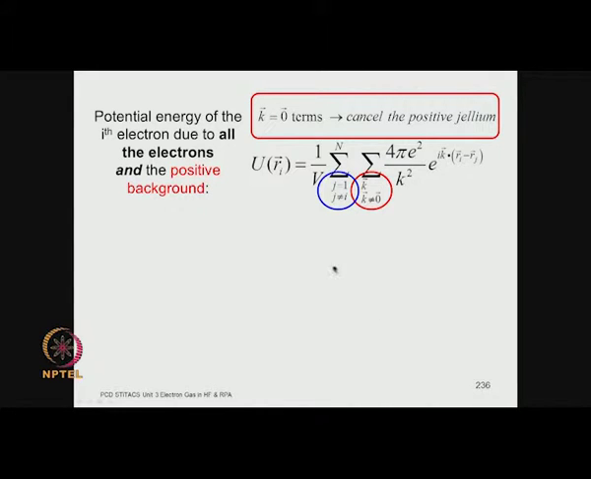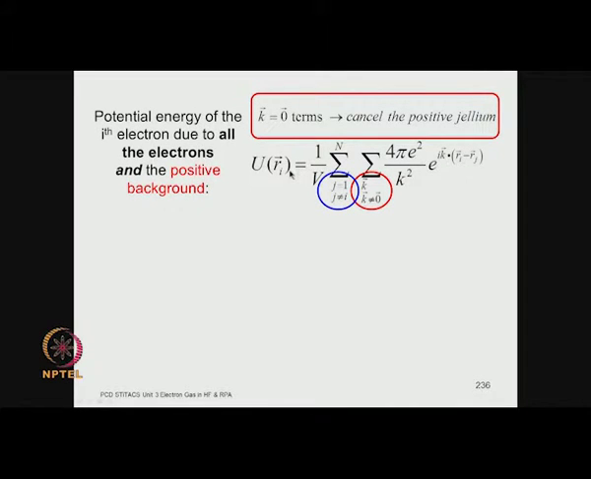Now let me remind you that the potential energy of the ith electron due to all the electrons and the positive background is given by this term. We have discussed this explicitly in one of the previous classes, maybe just 1 or 2 or 3 classes earlier. So this is the potential energy of the ith electron. What is it due to? It is because of all the other electrons and the positive background.